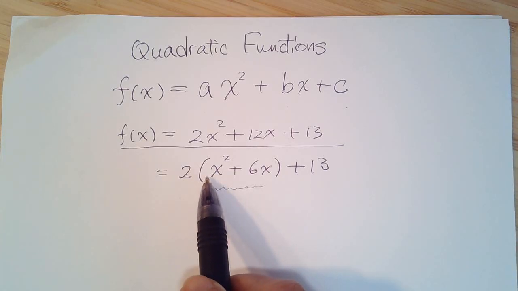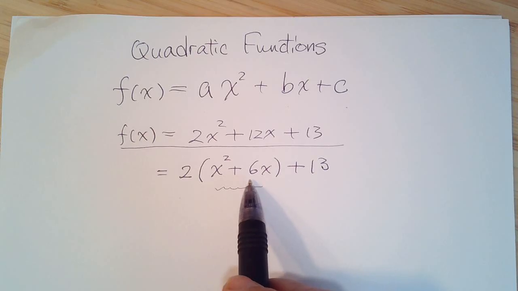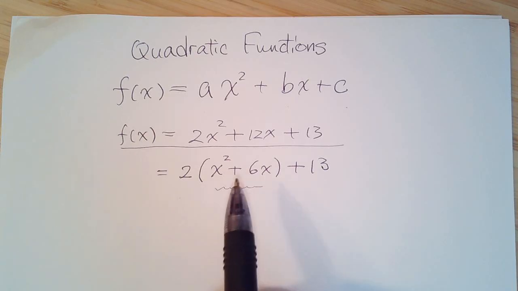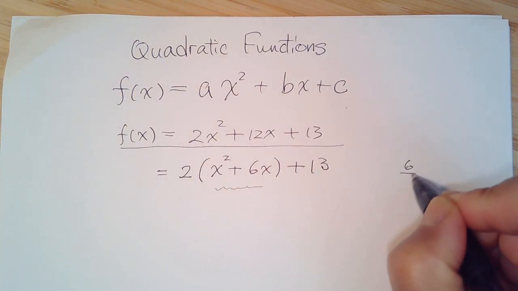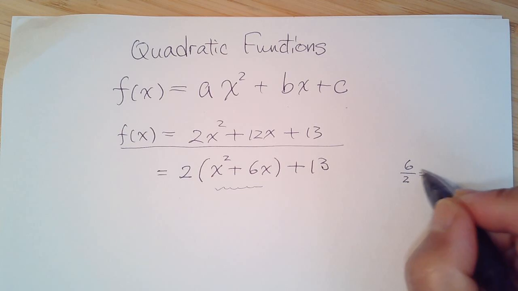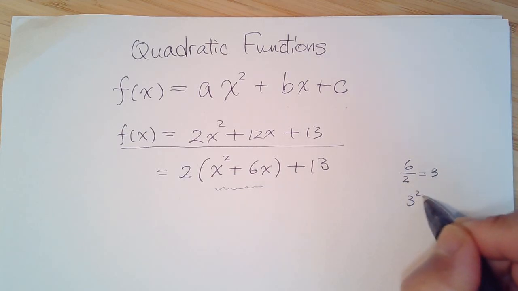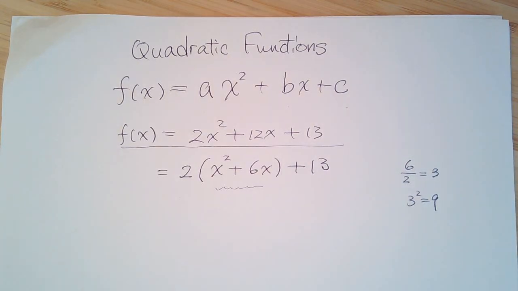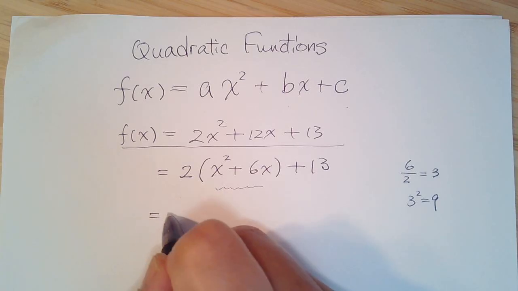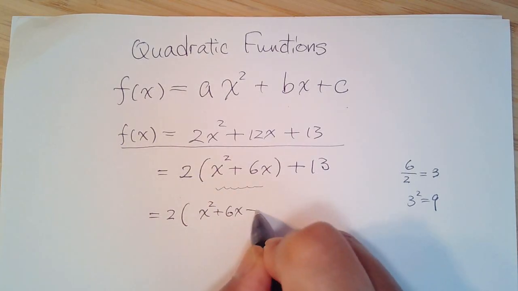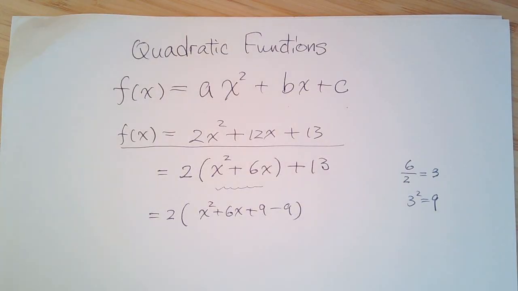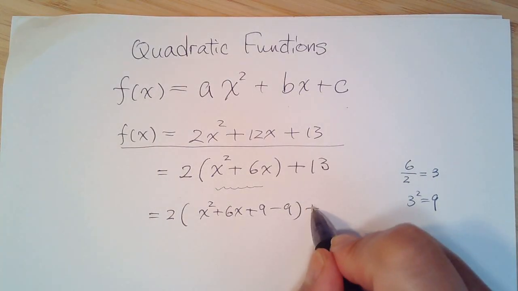Once the coefficient of the square term is 1, we take half of the first degree coefficient, then square it, and we add and subtract that number. So half of 6 is 3, and 3 squared equals 9, right? So we're going to add 9 and subtract 9, which is 2 times x squared plus 6x plus 9 minus 9, and then plus 13.